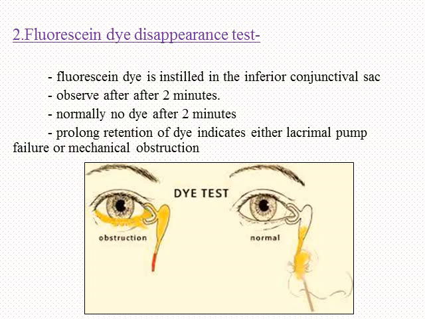In the first photograph, there is accumulation of dye in the conjunctival sac after 2 minutes. It means there is obstruction of the lacrimal passage. In the second photograph, there is no accumulation of dye in the conjunctival sac. It means there is no obstruction of the lacrimal passage.